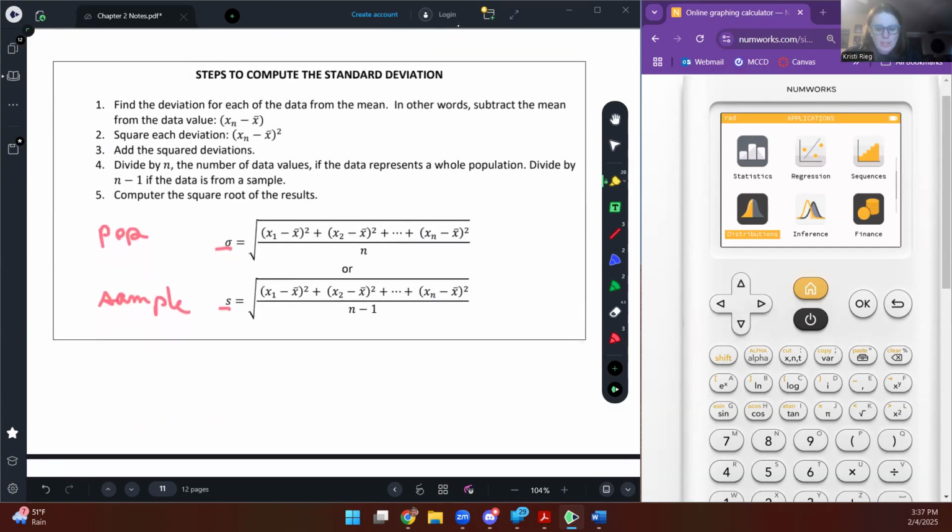Okay, how to compute the standard deviation. First, we want to find the deviation of each data value from the mean. Deviation is like the difference, things that are different. People that have deviant behavior are different from the average person. So if these are going to deviate from the mean, they're going to differ, which in math terms means subtraction. So we subtract our data value minus the mean. Step 2, we square each deviation. Step 3, we add the squared deviations. And step 4, we are either going to divide by n.